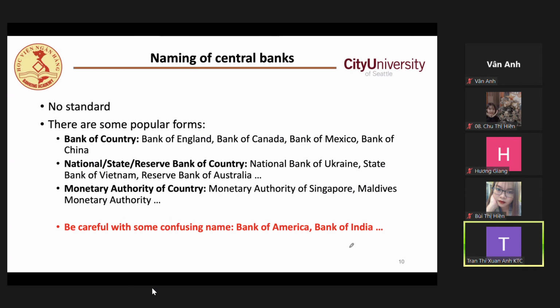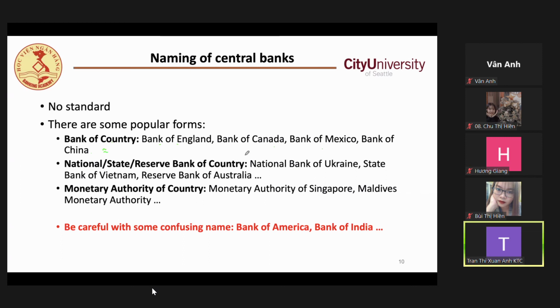The other content refers to the name of the central bank. Actually, in fact, there were no standards when naming a central bank. Let's say for countries like the UK, Canada, or Mexico, the name of the central bank is the Bank of England, meaning the name of the country, or the Bank of Canada, the Bank of Mexico, the Bank of China. So these are the central banks of those countries.